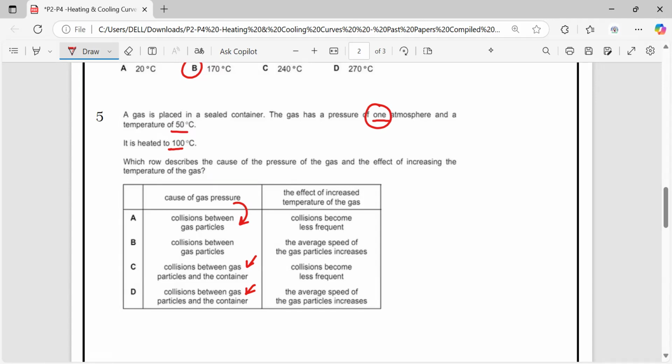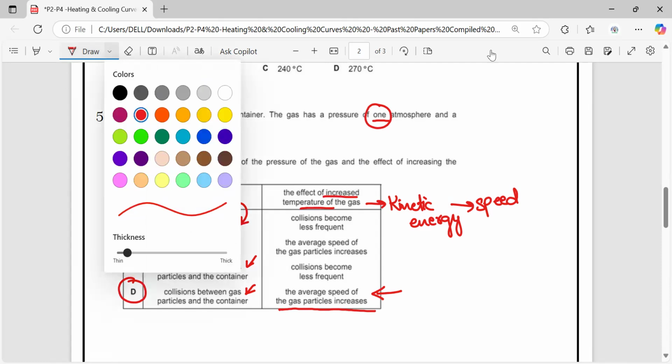And for the effect of increased temperature, when the temperature is increased, then the kinetic energy of the particles also increases, which directly affects the speed of the particles. The movement of the particles also increases. So the answer is D, because the average speed of the gas particles increases as the temperature increases. So option D is correct.